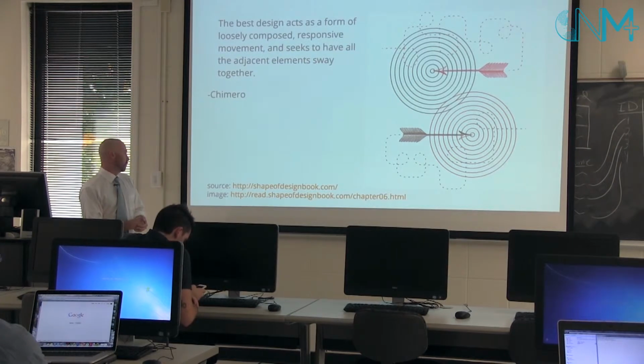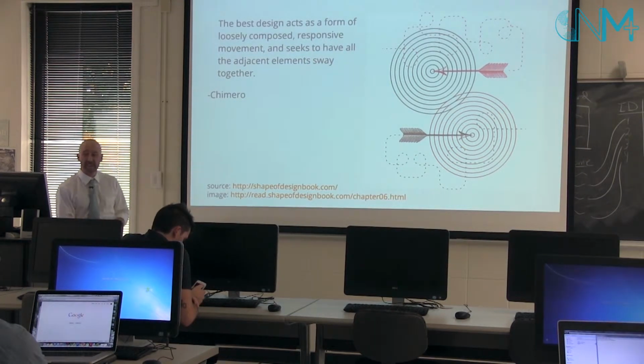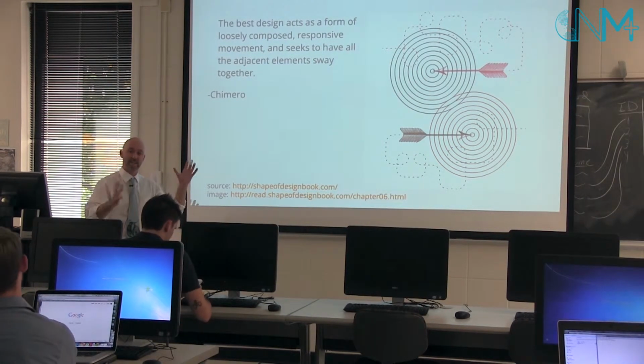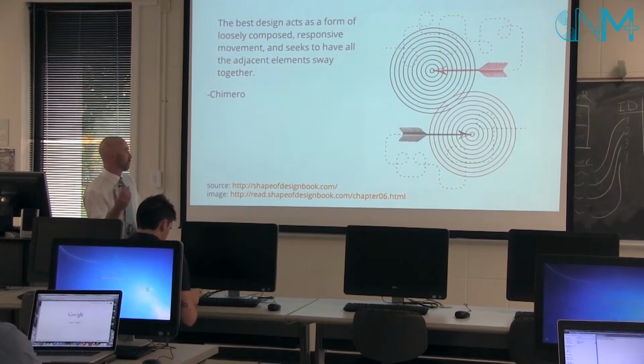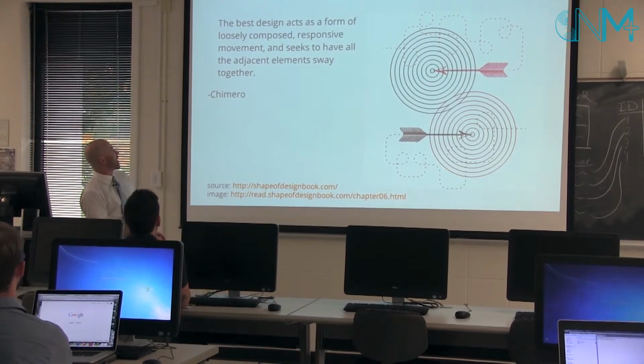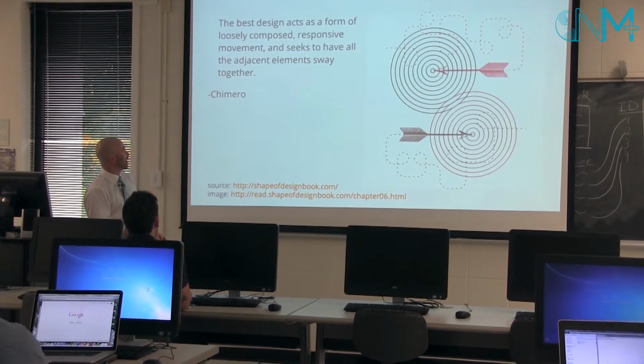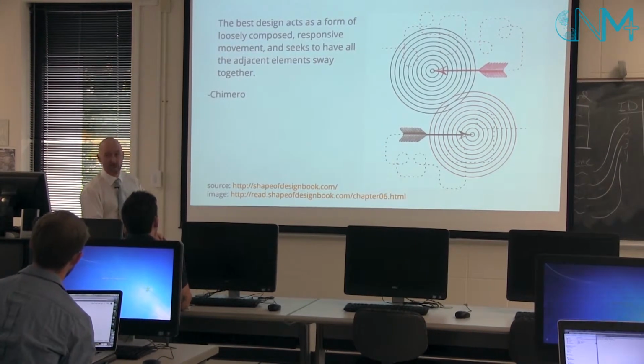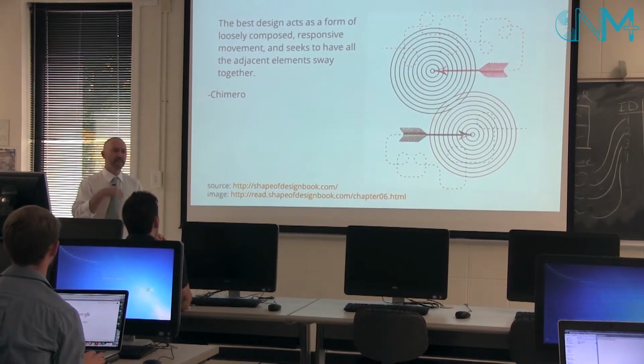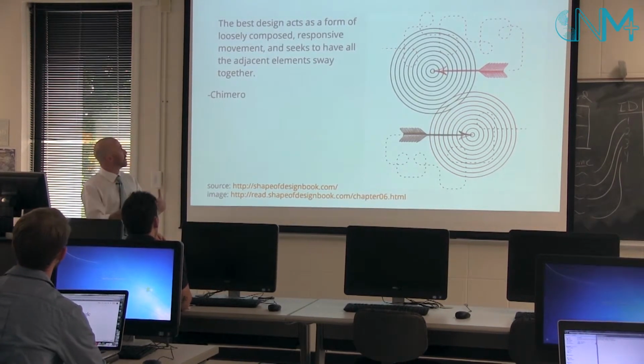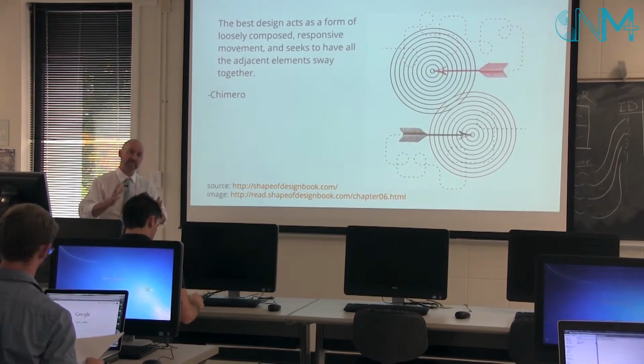This is a really beautiful book by Frank Chimero called The Shape of Design. It's free, it's online, it's set out in beautiful typography. I recommend reading that. The best design acts as a form of loosely composed responsive movement and seeks to have all the adjacent elements sway together. Very poetic. What he's adding to the form and content there is this idea of movement, so there's action happening as well.